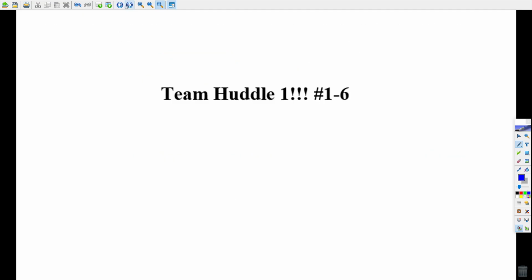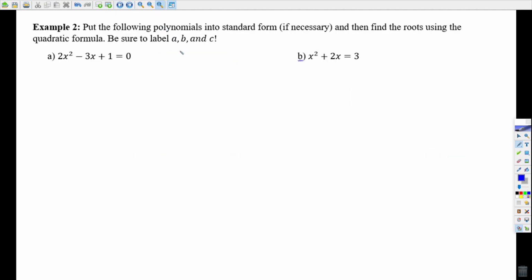I think I'm going to try a couple more with you, and then we'll do a word problem and then be done. Example 2, we're going to put the following polynomials into standard form if we have to. Look at part B. It's not in standard form, and we don't have one side equal to 0. Then find the roots using the quadratic formula. All right, so we'll do part A.